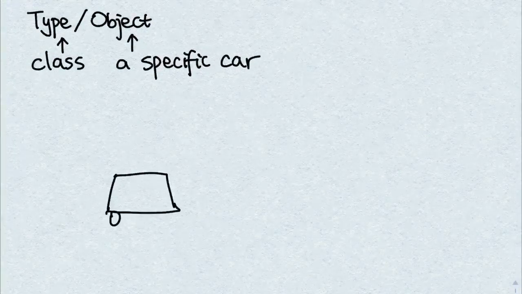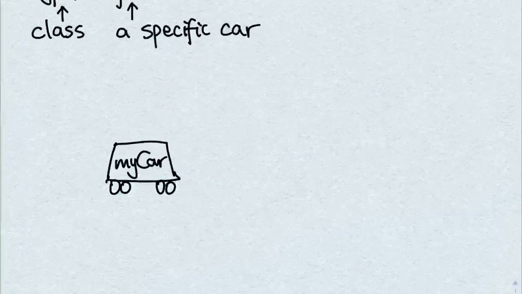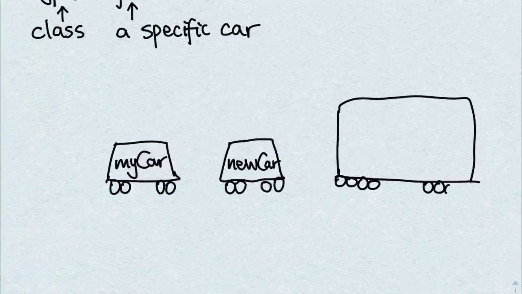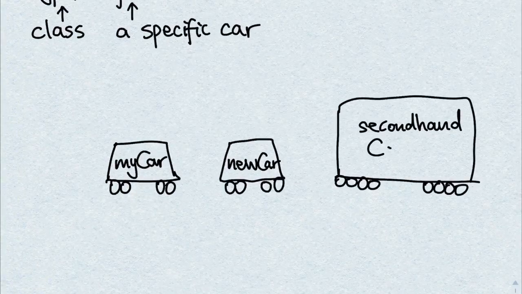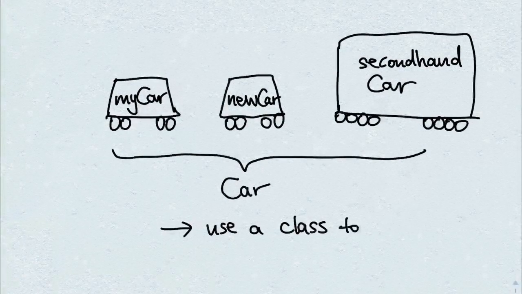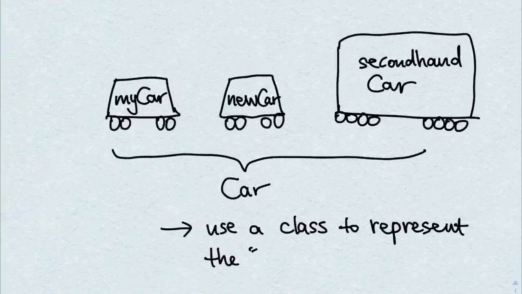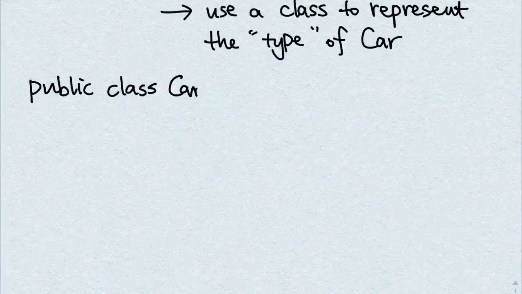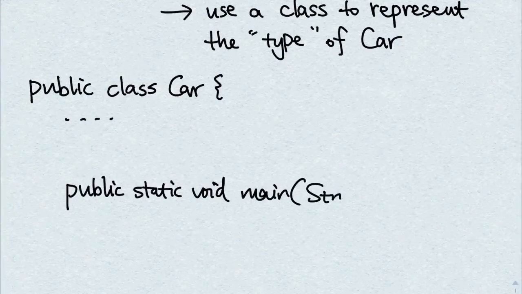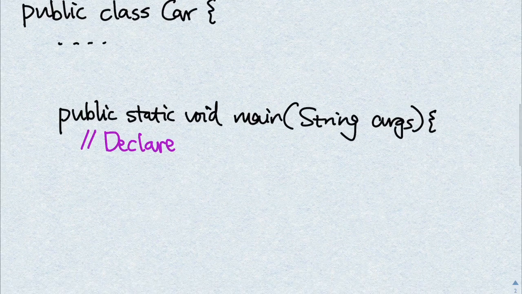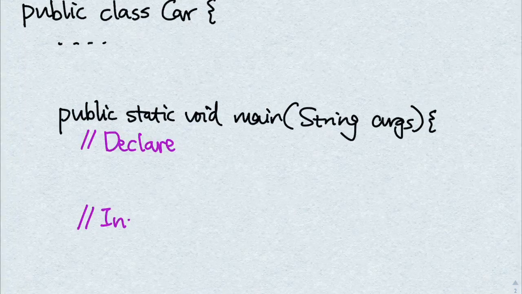For example, car can be a type, and there are three different objects in the type of car, which are my car, new car, and second-hand car. All these different car objects are described in the type of car, and we will use a class to represent the type of car. In Java, we can just use public class Car to start the class, with a main method included inside.